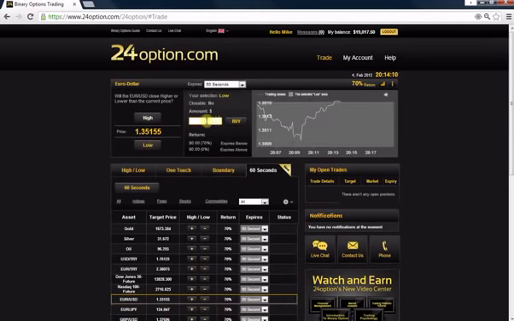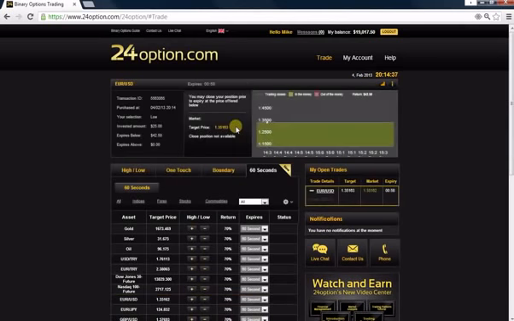So puts. Now the minimum requirement for 24options, the minimum investment, is $25, which is higher than other options platforms. So when you do this technique with 24options, you usually need to start out with a larger initial deposit in order for this technique to work. So we're going to first invest $25 and go to buy. Okay, and we purchased a put, and we're going to watch to see what happens here.